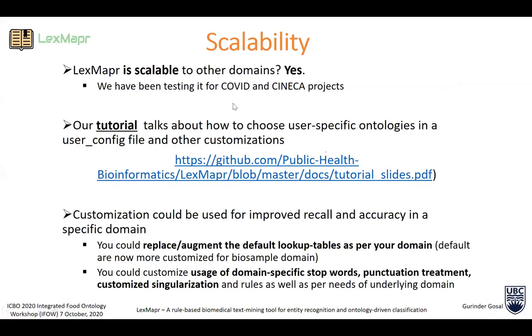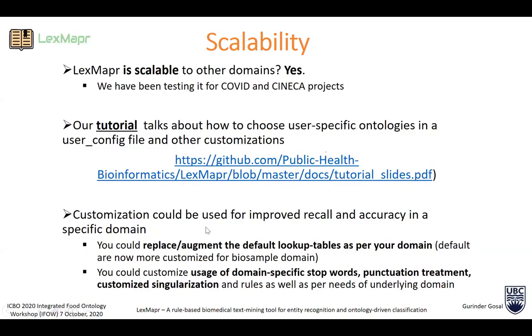And scalability. Most of the time users ask whether LexMapper is just for the biospecimen domain, or is scalable to other domains. So the answer is yes. We have been testing it for the COVID and Seneca projects actually. And you can select your user-specific ontologies, for example, here. There is a tutorial on that. It means it's not just FoodOn or Genapier. You can have your own set of ontologies and parts of ontologies.